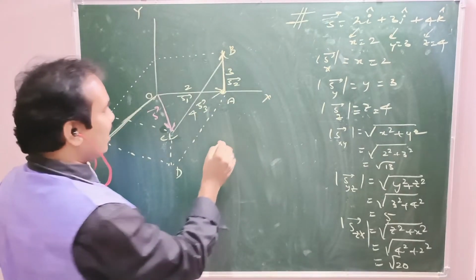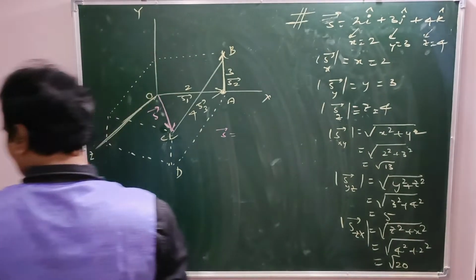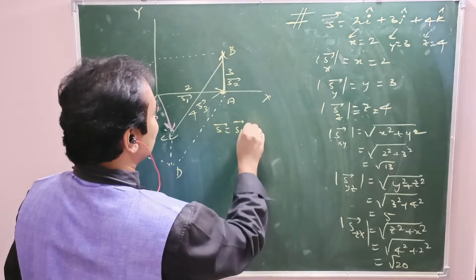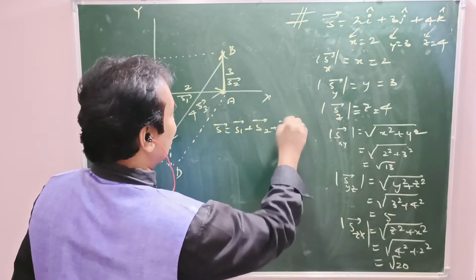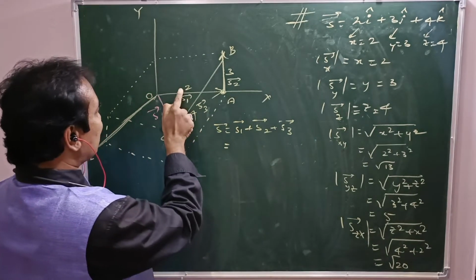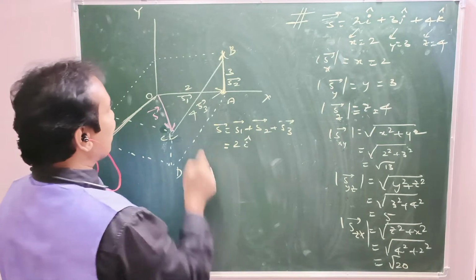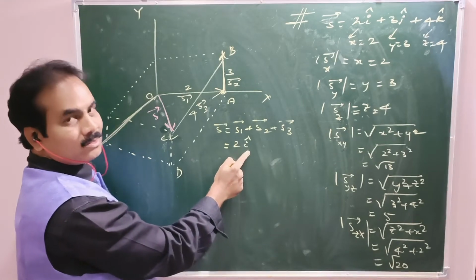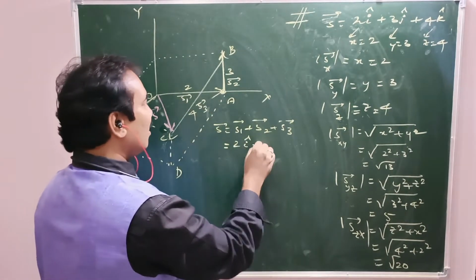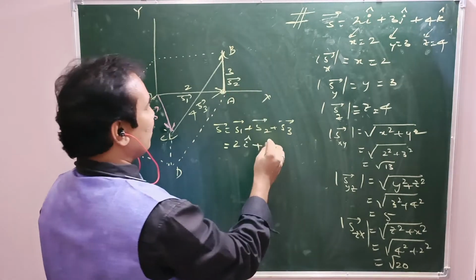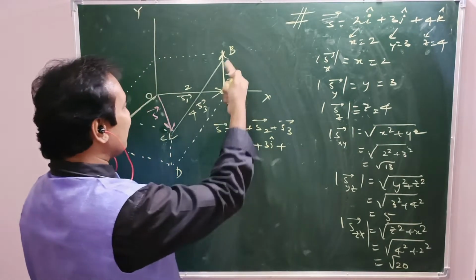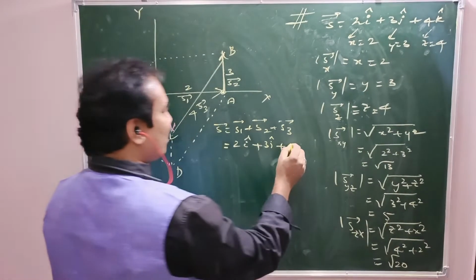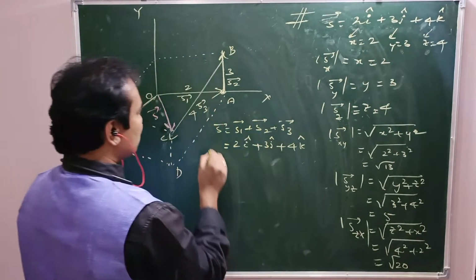So S bar equals S1 bar plus S2 bar plus S3 bar. S1 bar means 2 into I cap. Why? Because what is the unit vector along x-axis? I cap. So magnitude multiplied by direction gives the vector. So 2 into I cap plus what is S2? 3 into J cap, plus what is S3? S3 means 4 into K cap. Why? Because K cap is the unit vector along Z axis. So this is the given vector.